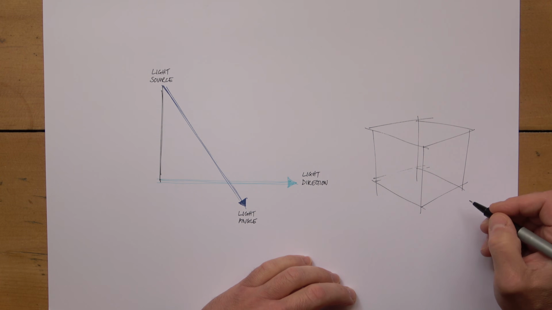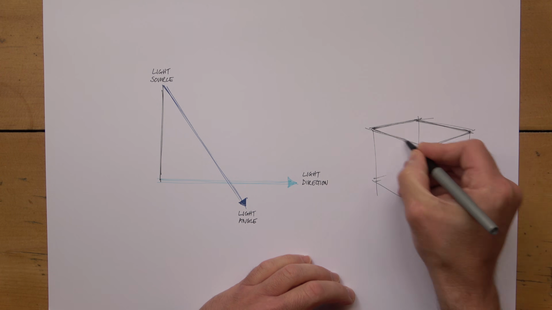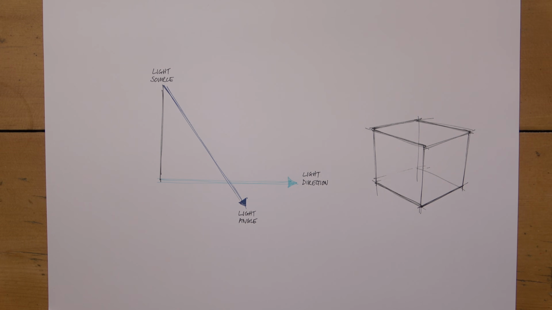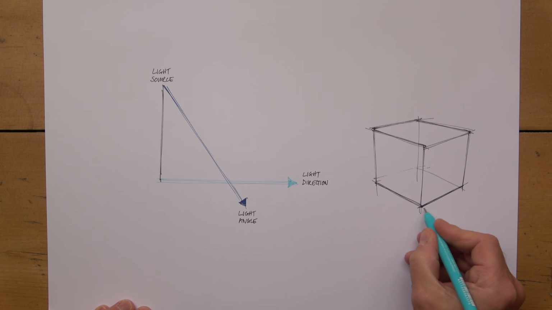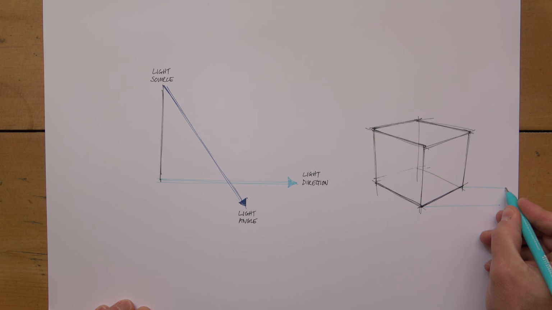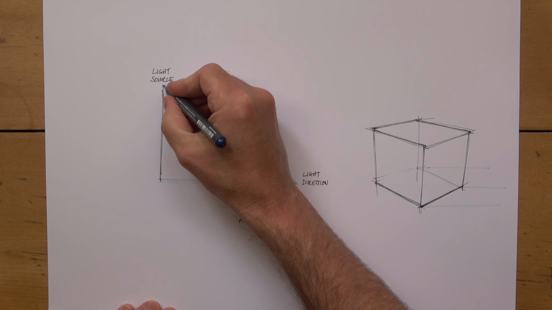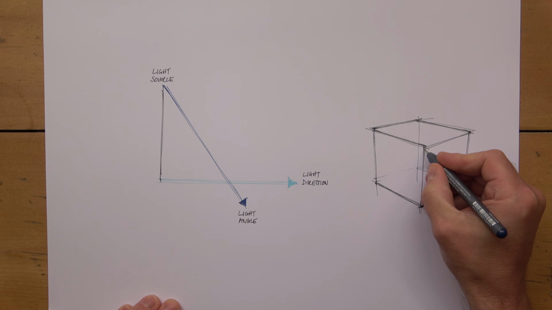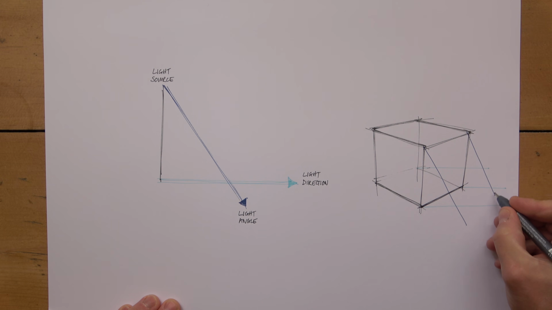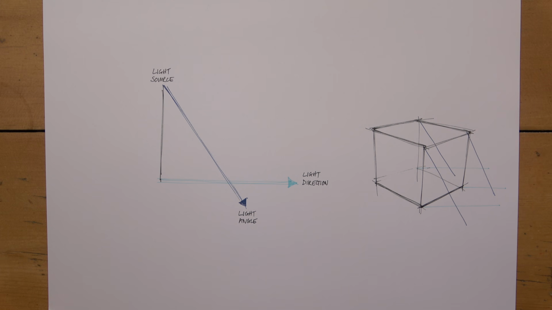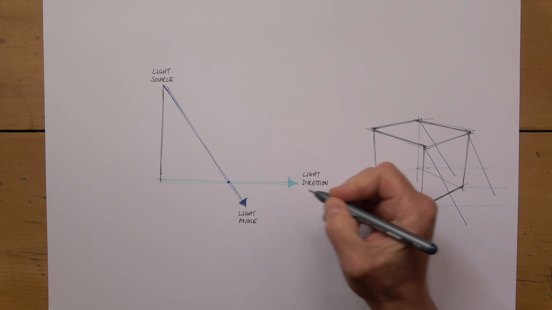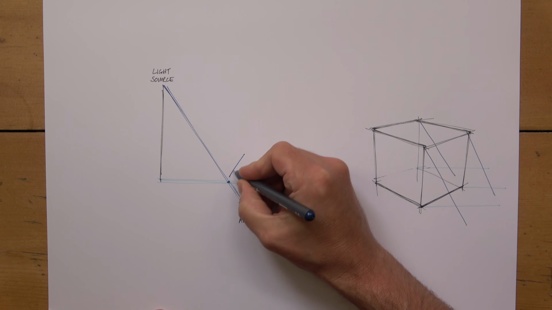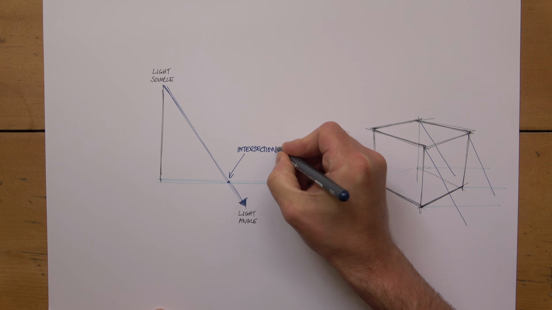So let's look at how a cube casts a shadow. With the light source to the left of the cube, we can draw the light direction lines from the bottom of the corners of the cube, and these lines are parallel to each other. We then draw the light angle lines from the top corners of the cube. These lines too are parallel to each other. Where the light direction lines and the light angle lines intersect is important. This is because these points mark the edge of the shadow.